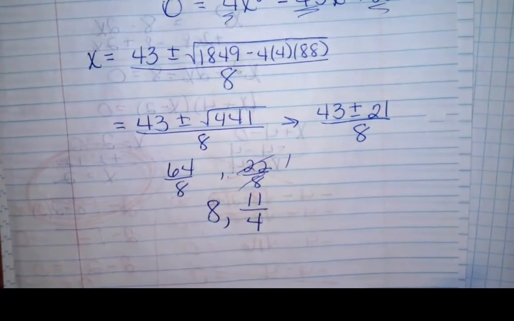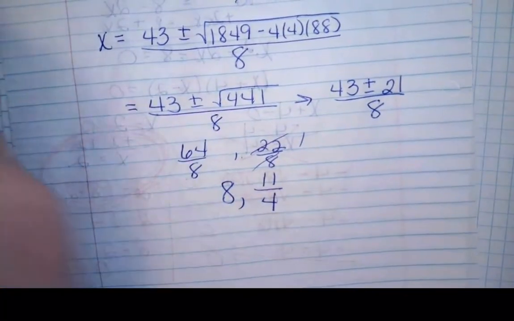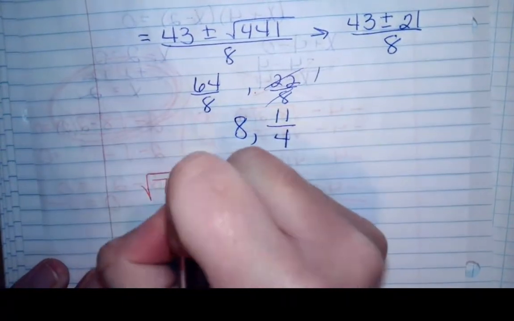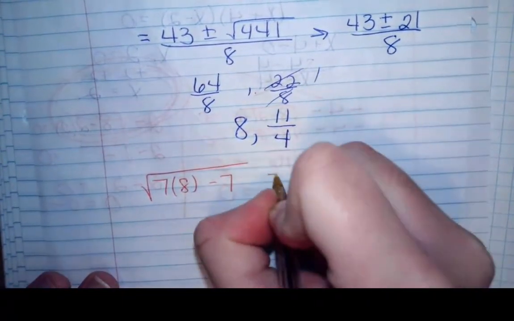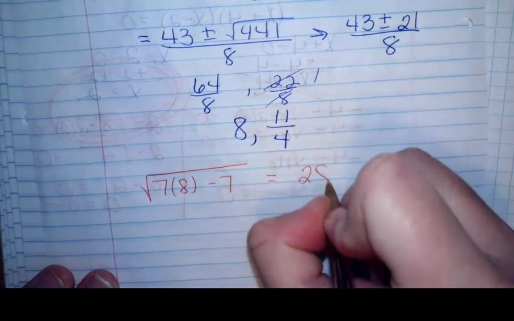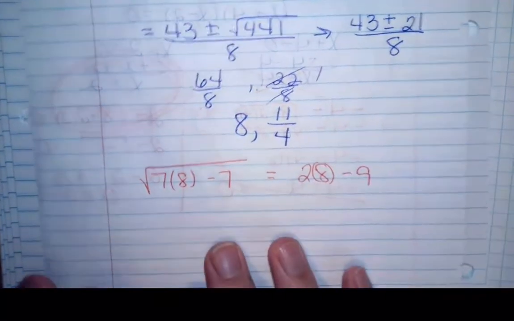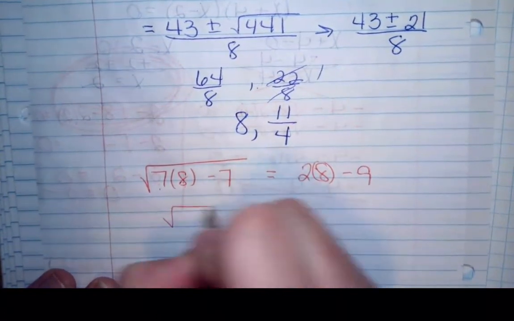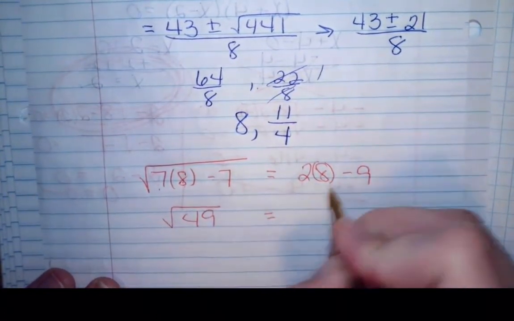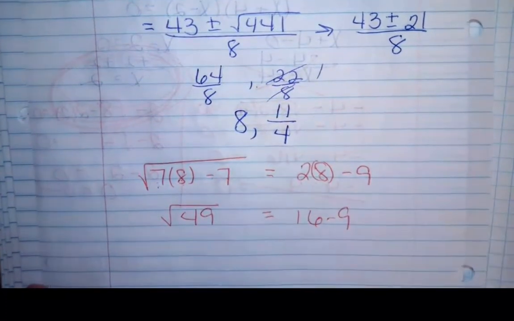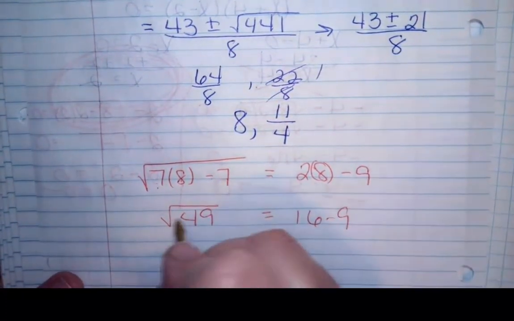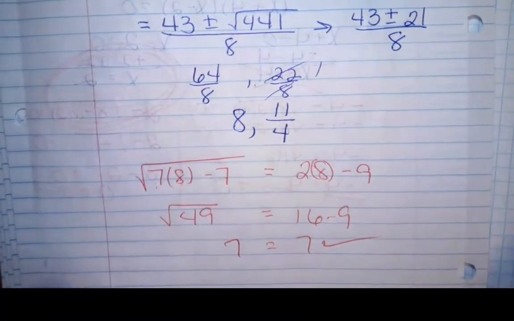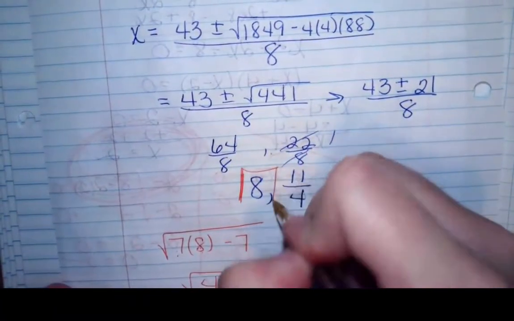Okay, so I got to check my answers, make sure that these work. So I'm going to try 8 first. So I have the square root of 7 times 8 minus 7 needs to equal 2 times 8 minus 9. So this gives me 56 minus 7 is 49, and that equals 16 minus 9, which is 7. Square root of 49 is 7. 16 minus 9 is 7. So both of those work. So I'm allowed to use 8.